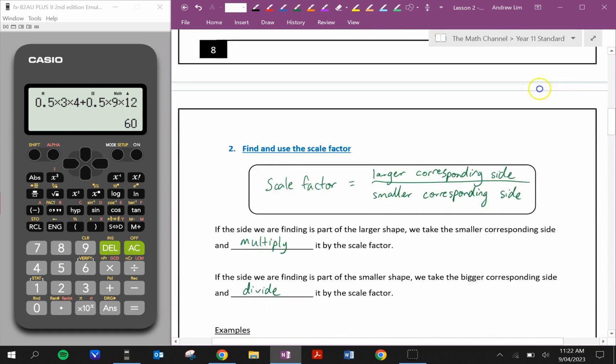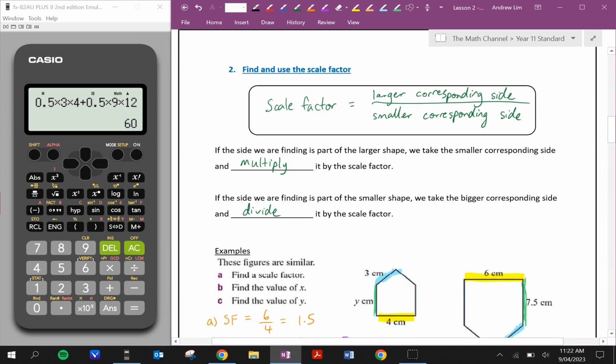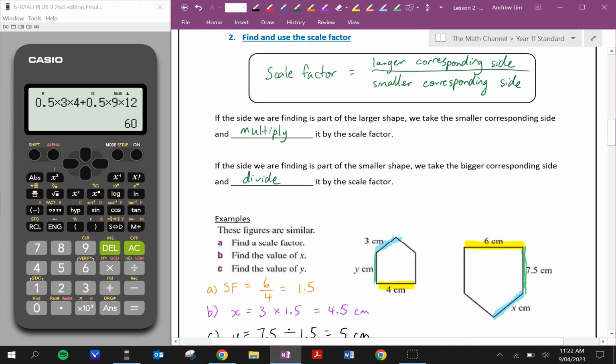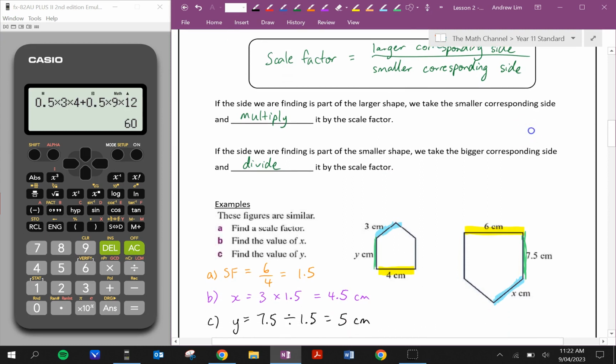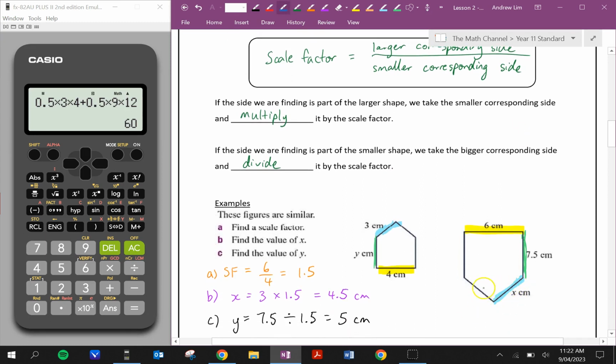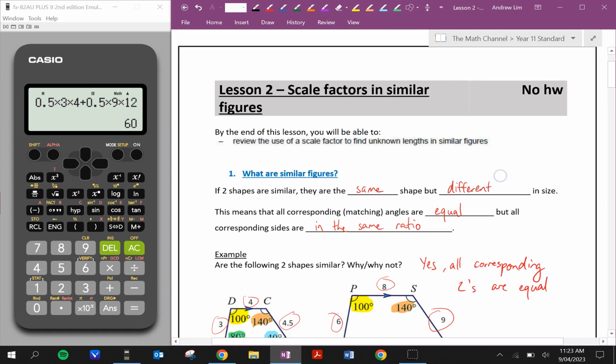Okay. We said in order to do that, we need to work out the scale factor. So we need two numbers, one from the larger shape and one from the small shape where they are both matching. Okay, so this side matches with another side. So when we do that, it's going to give us some fraction or a number or a decimal. And to work out an unknown side, we either multiply or divide a corresponding side by the scale factor. Okay, so if it's part of a larger one, we multiply. If it's part of a smaller one, we divide. Okay, and that's pretty much what we did in this lesson.